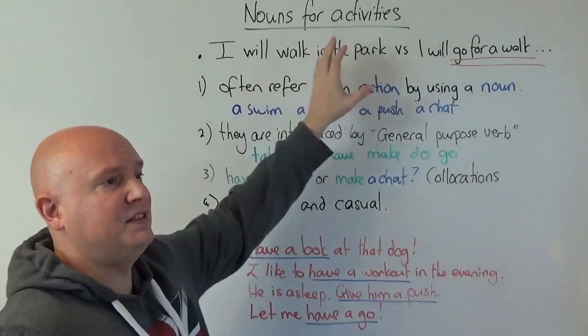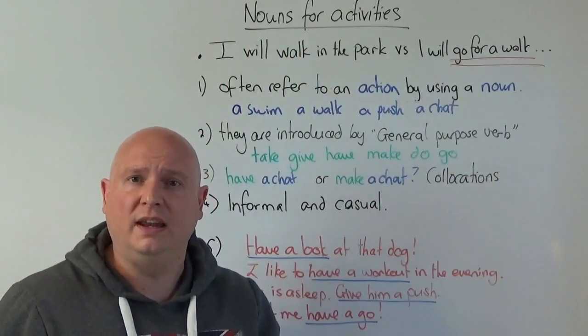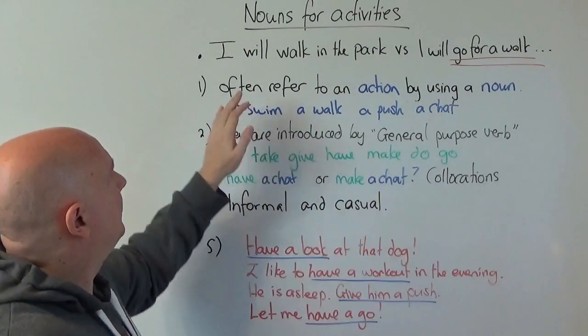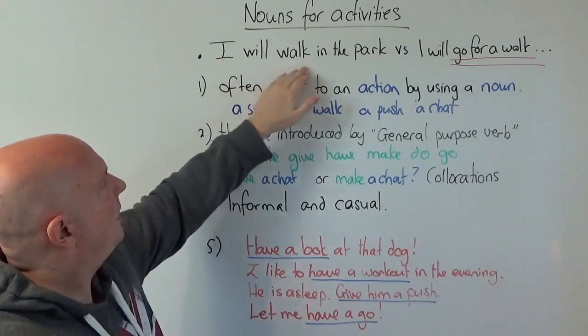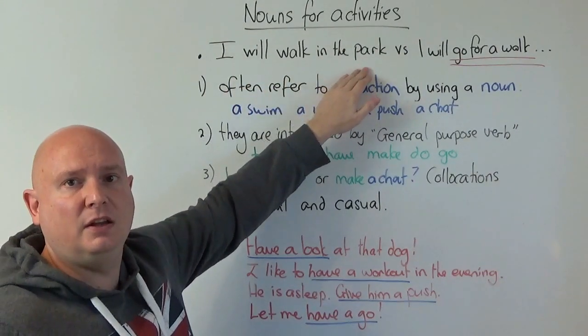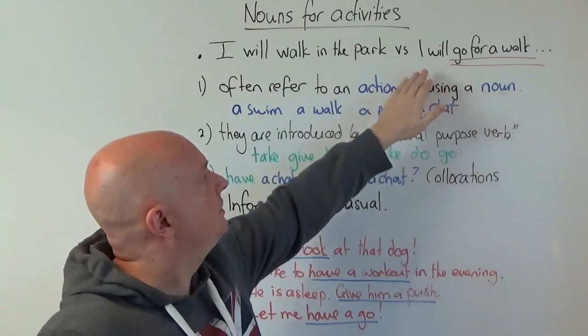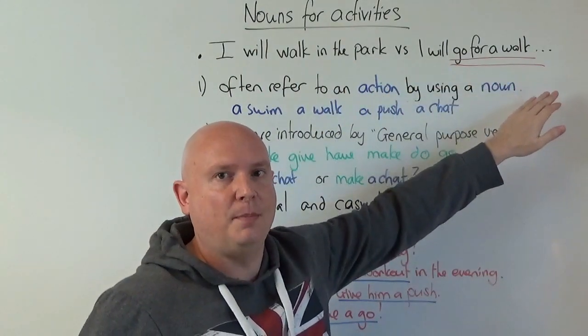These are nouns for activities. These are so common in English, it's unbelievable. And that's why this is really going to help you. Now, let's look. I will walk in the park. This is what many learners of English will say. But the natural version is I will go for a walk in the park.